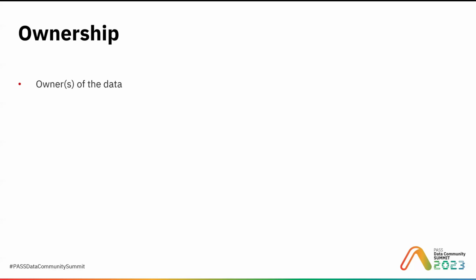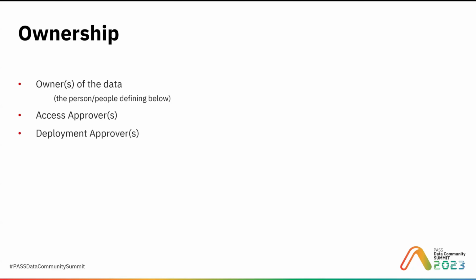Ownership, we talked about this before. Who owns the data? The people defining everything below that will come right now. Who can access? Who can approve access to that data? Might be the owner, or the owner might be delegating this to someone else. I often see that some head of department owns the database, but he trusts some person in his team to manage the access. You want to have someone who can approve deployments.